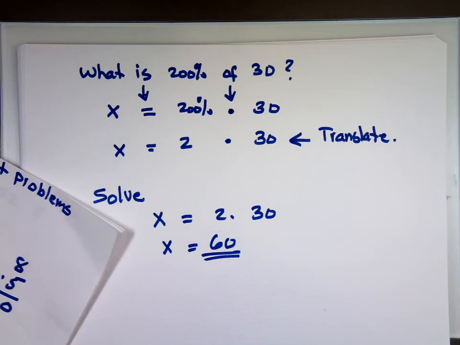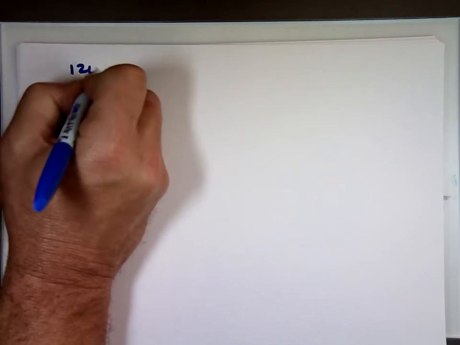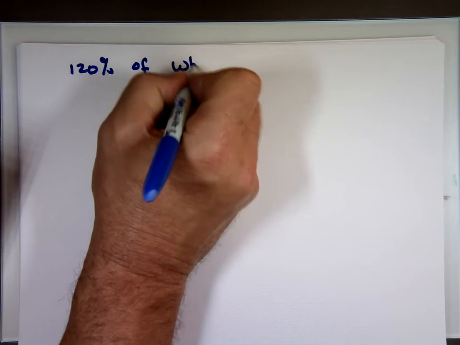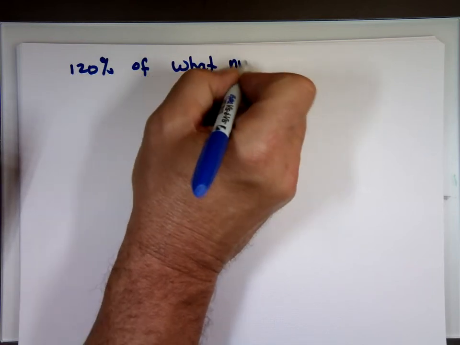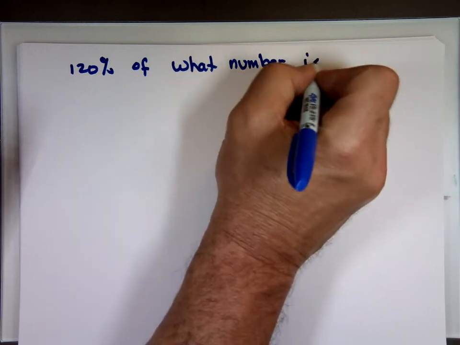I'll do another one with this method, then I'll go to proportion again. I'll do it both ways. 120% of what number is 108?